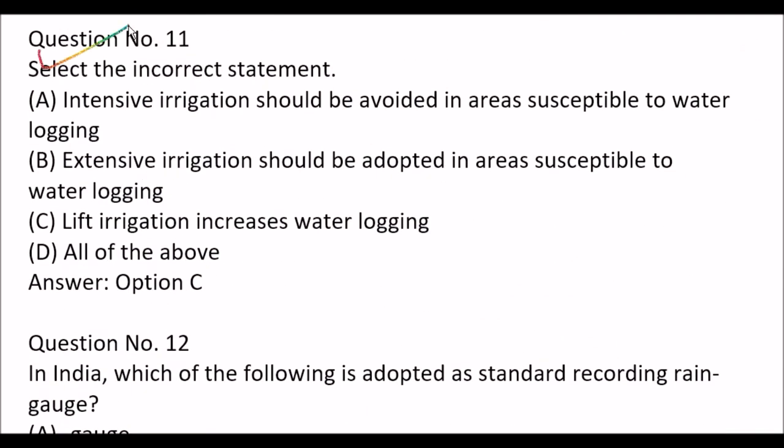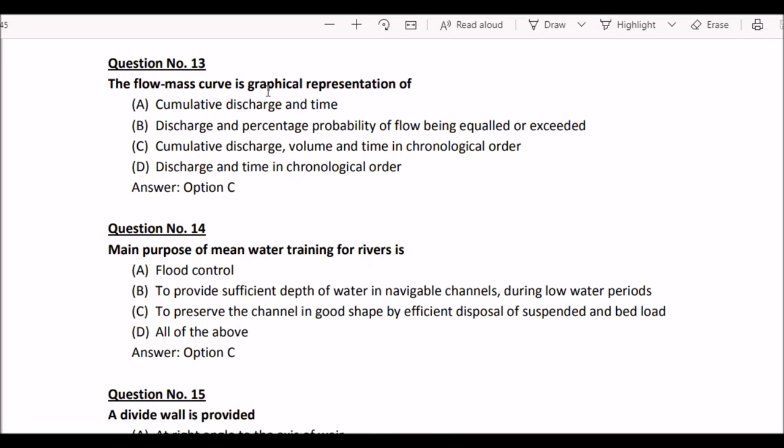Select the incorrect statement. Option A, intensive irrigation should be avoided in areas susceptible to waterlogging. Option B, extensive irrigation should be adopted in areas susceptible to waterlogging. Option C, lift irrigation increases waterlogging. Option D, all of the above. Right answer is option C. Lift irrigation increases waterlogging.